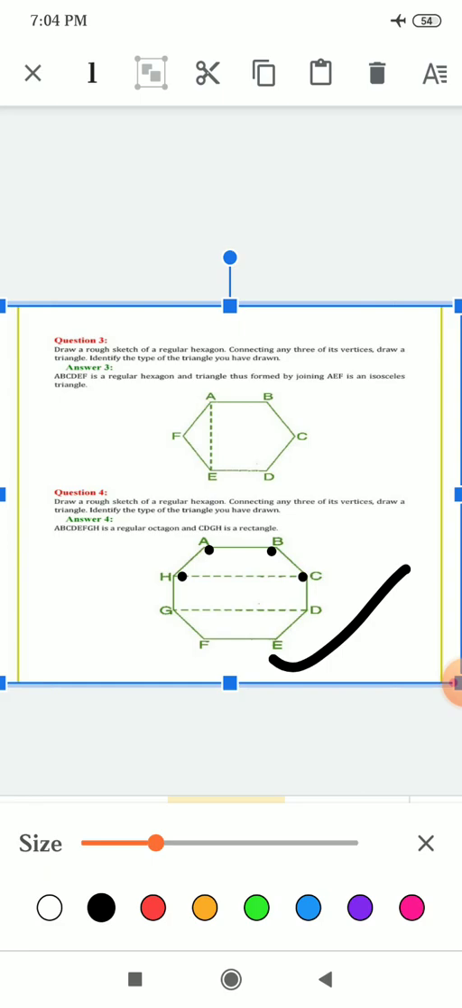So it is saying, see, A B C D E F G H. It is an octagon. So the question is given wrong here. It is not a hexagon, it is an octagon. Sorry. So it is a regular octagon, and C D G H is a rectangle. Yes, this is a rectangle. You can see the question from your book.